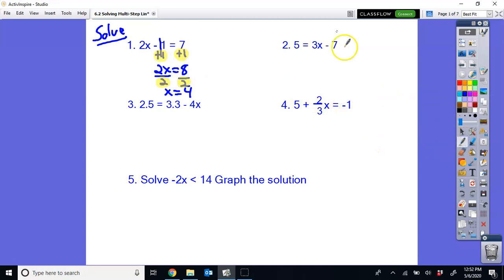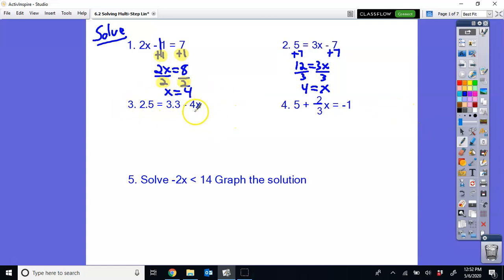On number 2, you have a minus 7. So we're going to add 7. Add 7 to 5. 5 plus 7 is 12. Then we are going to divide by 3. Divide by 3. That gives me 12 divided by 3 is 4.